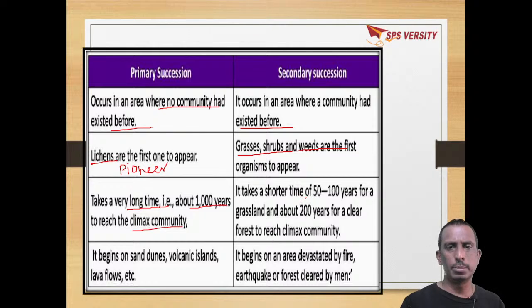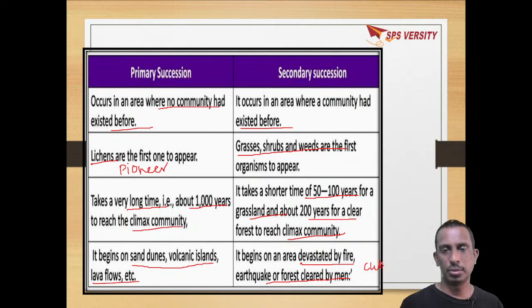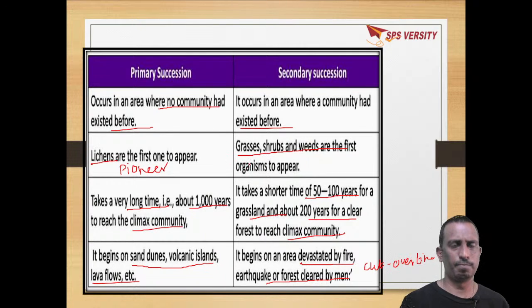Secondary succession takes a very short time, that is 50 to 100 years for a grassland and 200 years for a forest to reach the climax community. Primary succession begins on sand dunes, volcanic islands and lava flows, while secondary succession begins on places devastated by fire, earthquake, or forest cleared by man, that is cut over forests. So it begins from this. That's why secondary succession is faster and takes less time than primary succession.